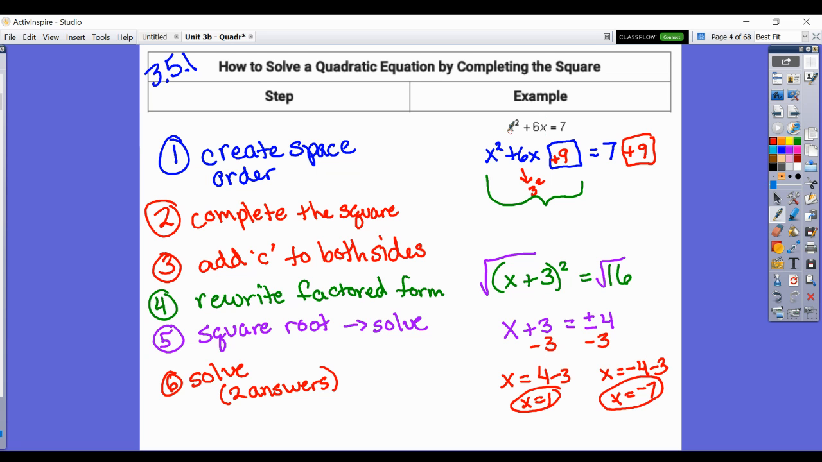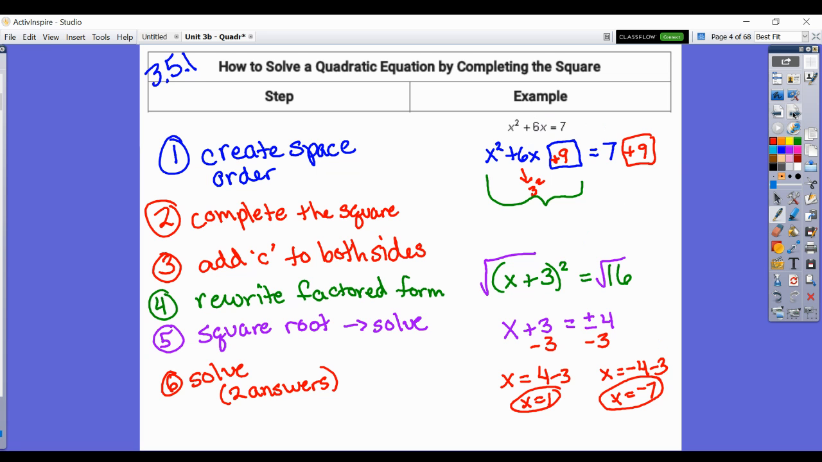I could always go back up here and check my answer. So if I had a calculator or just in your head, you can do 1 plus 6 times 1 is 7. That's true. And you can put a negative 7 in there as well and get 49 plus negative 42, which is also 7. You can always check your answer on all these problems that we're doing. So let's try out a couple more examples.